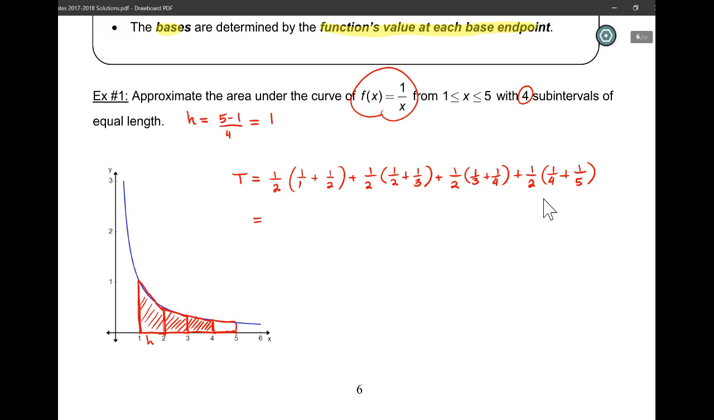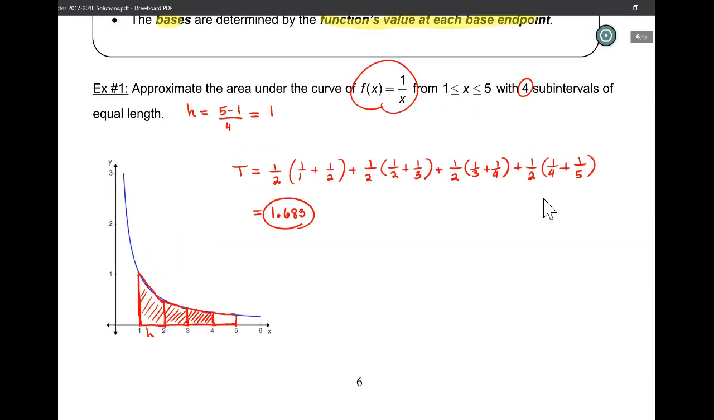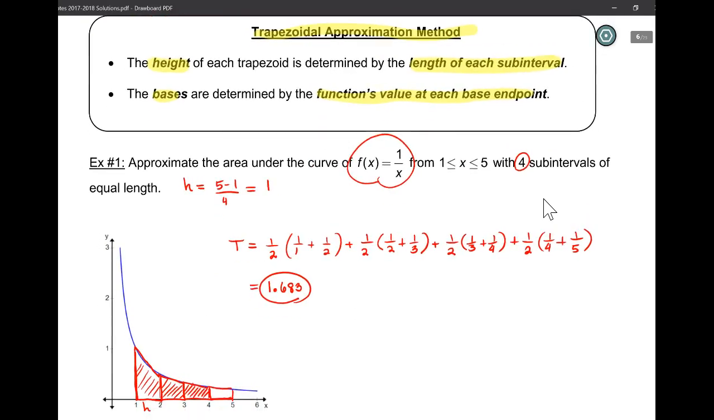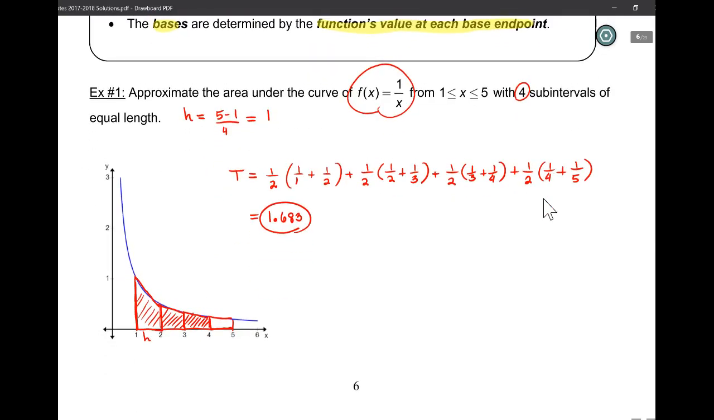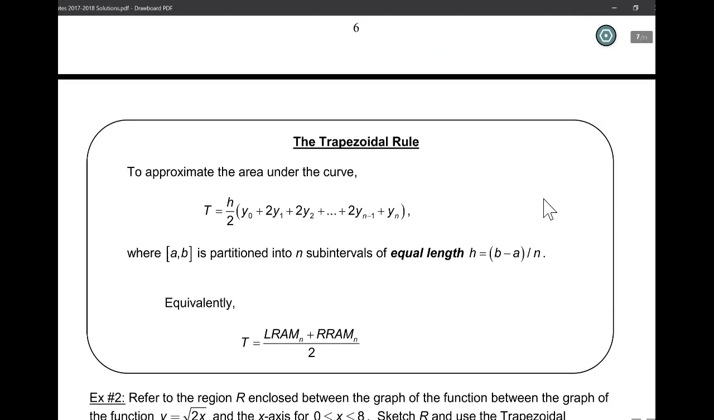So we get about 1.683. So the approximate area under the curve is 1.683. Now, as we noticed, and this is one of the things I had mentioned previously, the ones on the ends, here and here, get used once. All the others get used twice. So we can actually simplify this to this formula.